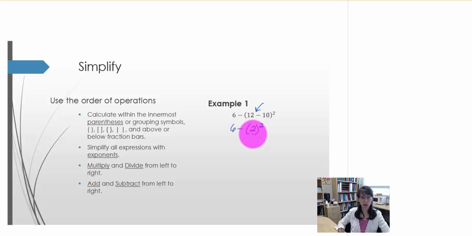Now, although we still have parentheses, those are needed to know which term is raised to the power. So we have the quantity of 2 with an exponent of 2. So we actually have 6 minus 2 squared. 2 squared would be 4. Our last step now, notice we don't have any multiplication or division symbols, but we do have subtraction. So 6 minus 4 will leave us 2 for the final answer.